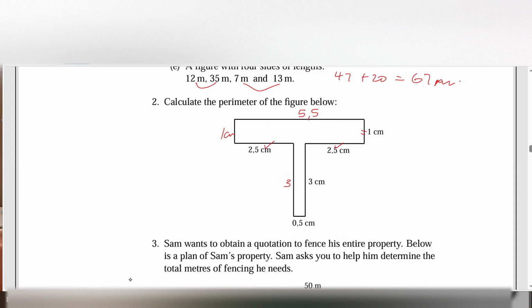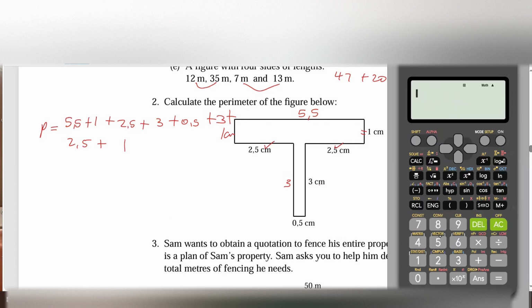Okay. Then what we do next? We need now to plus up everything. So our perimeter is going to be the 5,5 plus this 1 plus this 2,5 plus this 3 plus the 0,5 plus the 3 and then plus the 2,5 plus the 1. Okay, let's see if we punch this in the calculator.